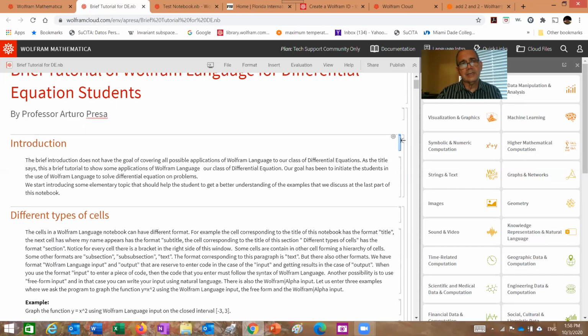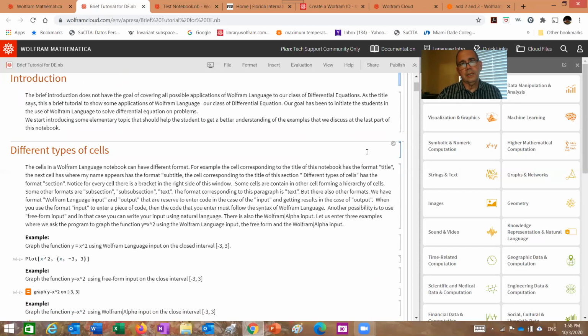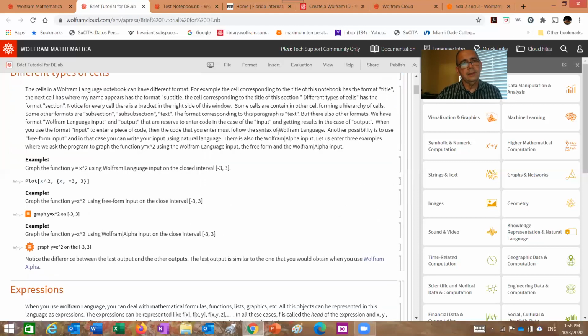The next one is a section. This is an introduction, is section. This another, the different types of cells, is also section. And this part here is text. You see that I have text here. I introduce text here explaining the introduction. And then, well, this is the same thing here. They explain the different kinds of inputs. And then there are some examples.